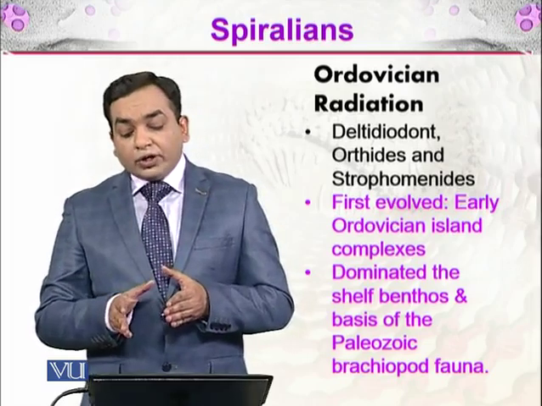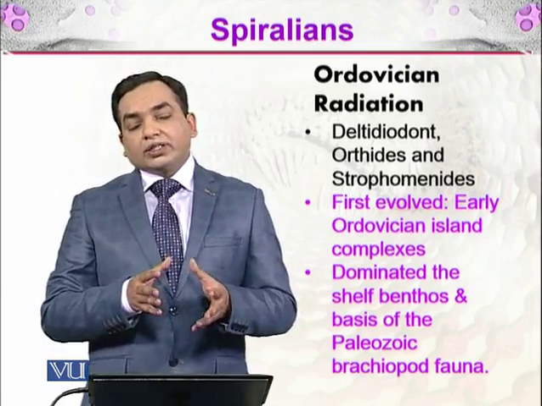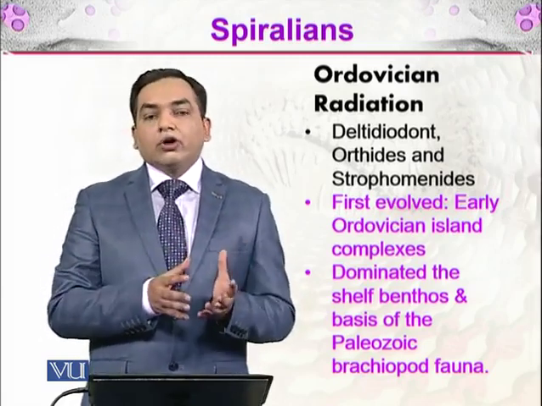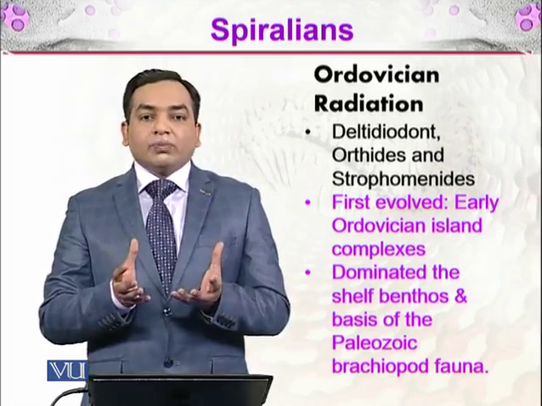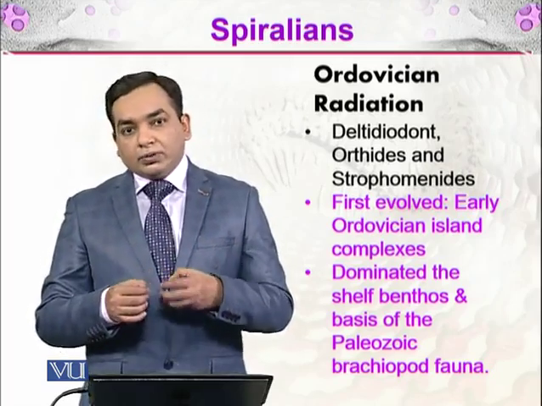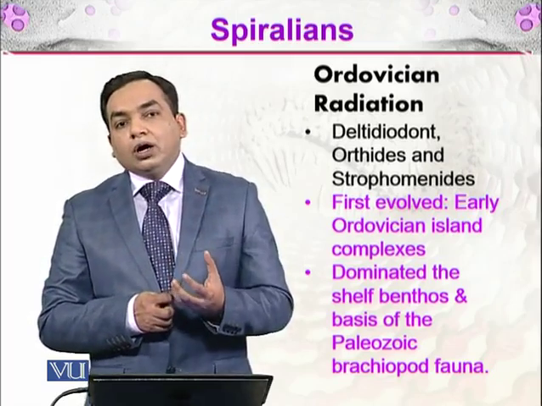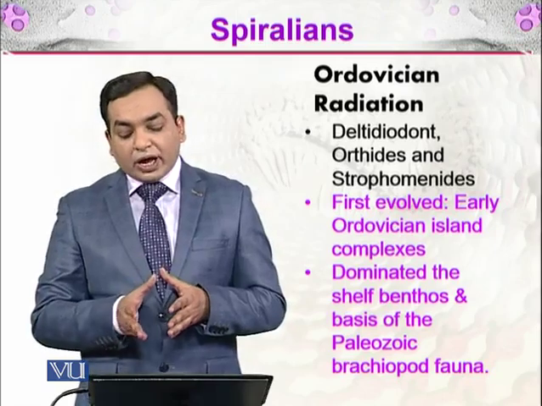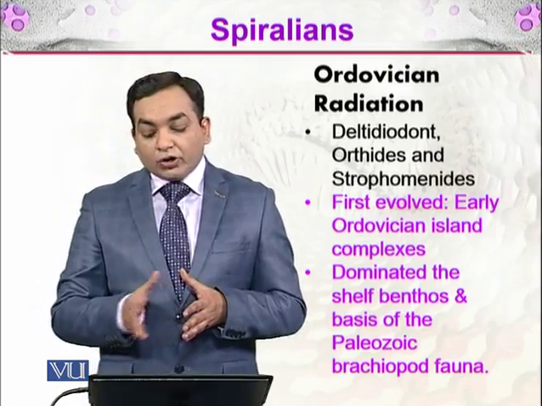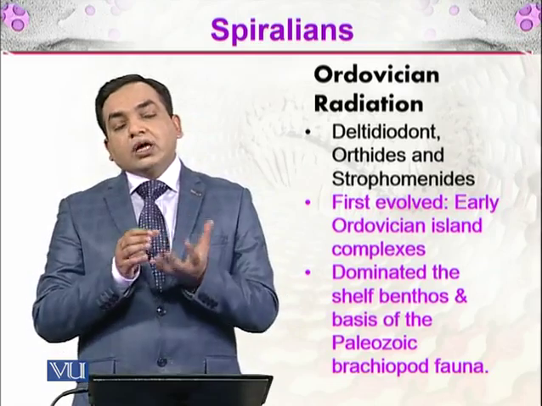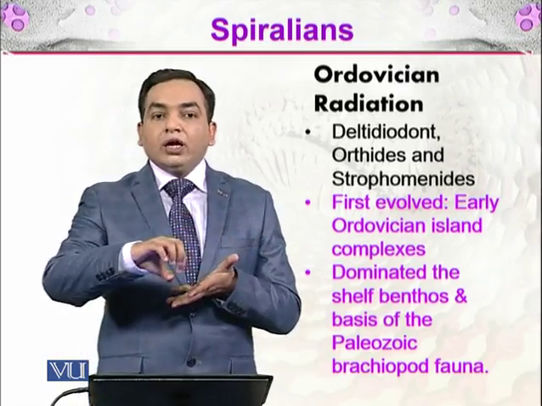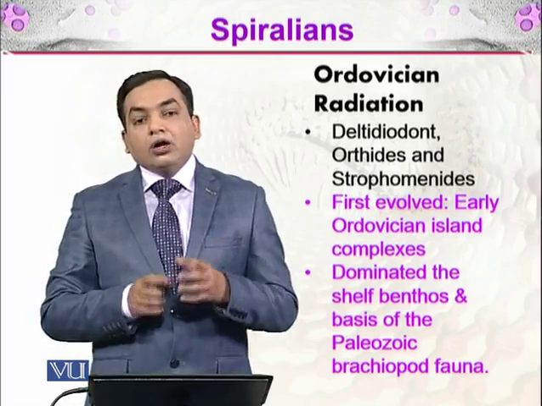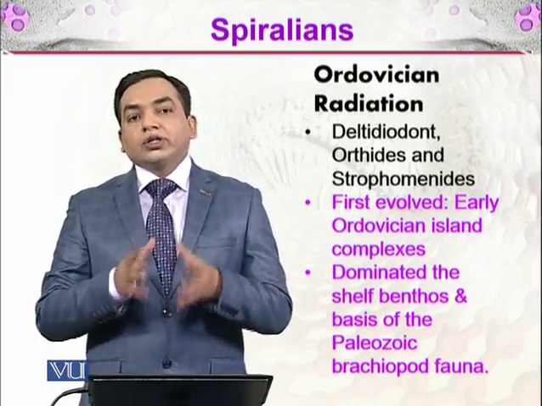And they first evolved during the early Ordovician island complexes. In the island complexes, they were able to evolve. After that, they dominated the shelf benthos and became the basis of the Paleozoic brachiopod fauna. That means after that, they moved towards the broader part of the oceans, and they had large brachiopod faunas during the Paleozoic era.